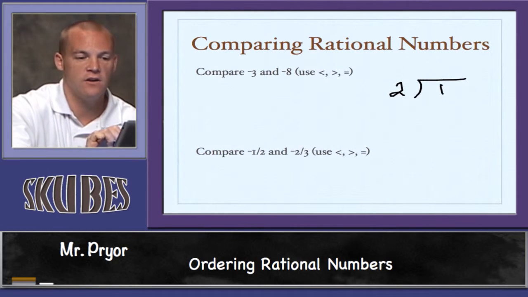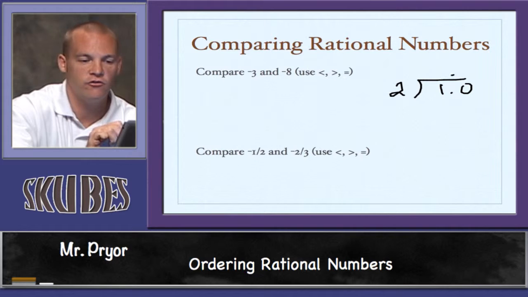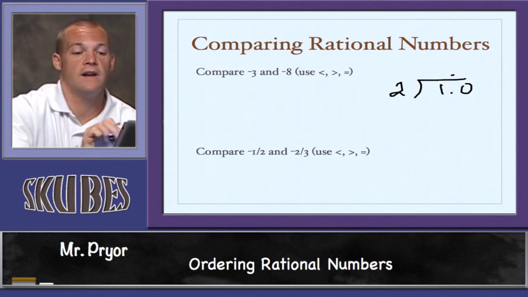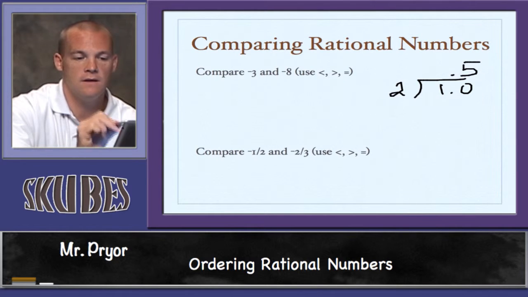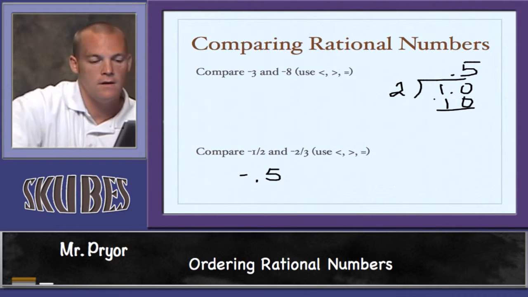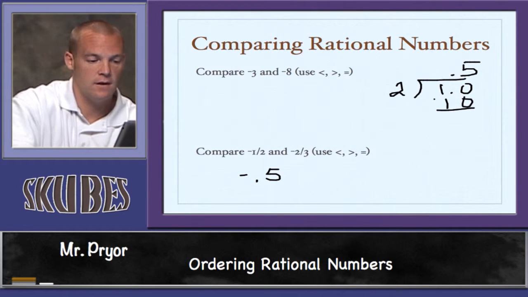2 does not go into 1, so we need to include a decimal and another place value. We're going to move our decimal straight up, and now we can divide 2 into 10. When we divide 2 into 10, it goes in evenly 5 times. So we see that -1/2 is going to become -0.5, or -0.50 if you'd want to write it like that. The 0 is not necessary.